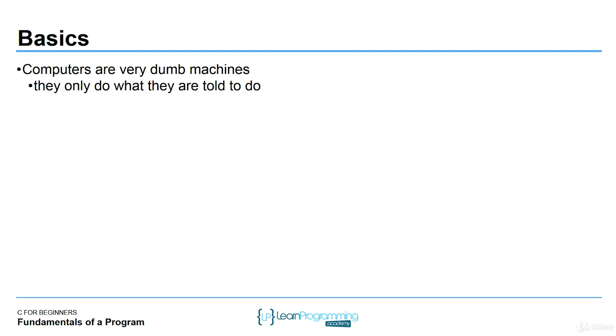Computers are very dumb machines. You are, I'm sure, more than familiar with what a computer can do. Specifically though, under the hood, when you click your browser or your different applications, there is some kind of program that's running, and that program is telling the computer what to do. Computers are really dumb. They only do what they're told to.